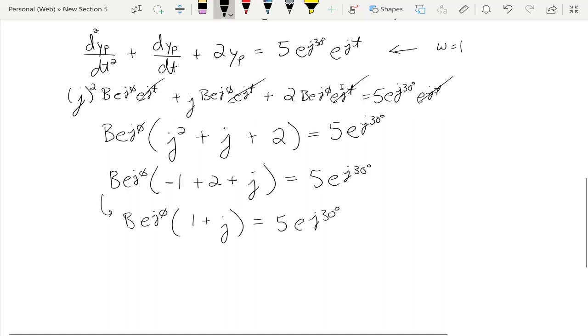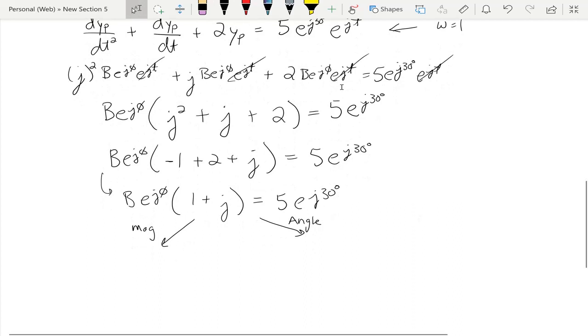Now, how many equations is that? It's 2. If I take the magnitude of both sides, let's do that first. I get one equation for the magnitude and one for the angle. So let's do the magnitude first. We don't know b, right? The magnitude of b is b.